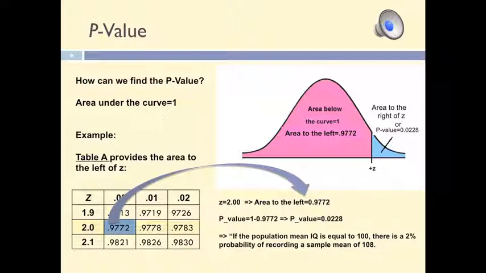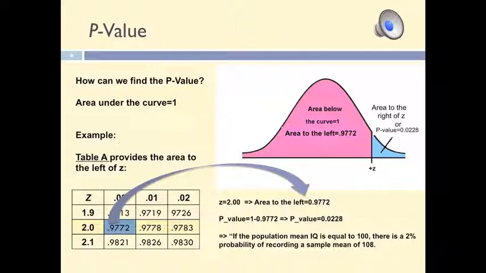The area to the left for this z-score was 0.9772. But for hypothesis testing, we're interested in the area to the right of z, the p-value. Knowing that the entire area under the curve is equal to 1, we can obtain the p-value simply by subtracting the area to the left from 1. In our example, if we make this subtraction, we obtain the value 0.228.